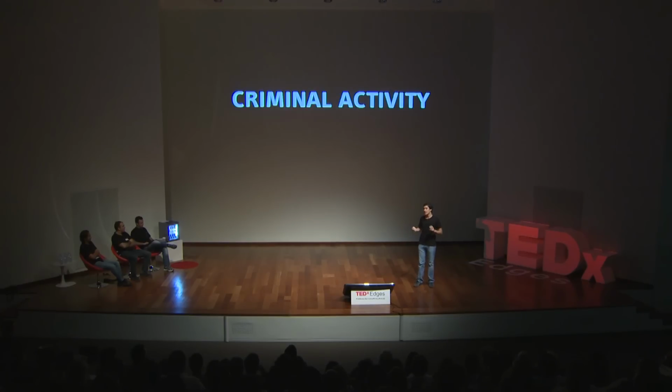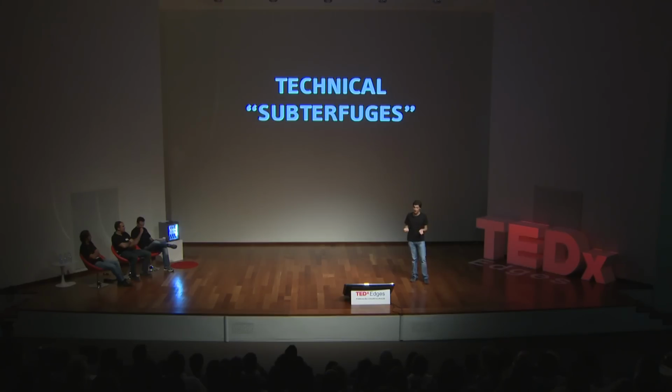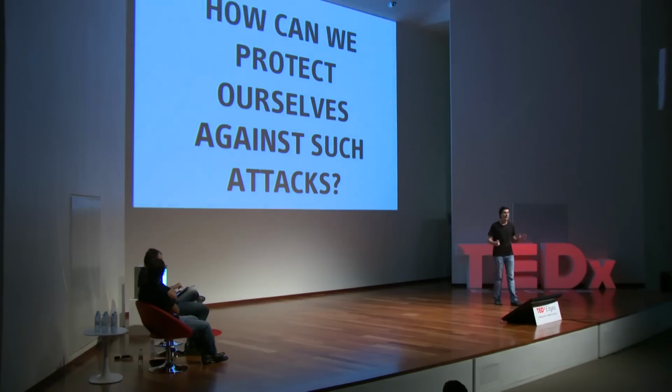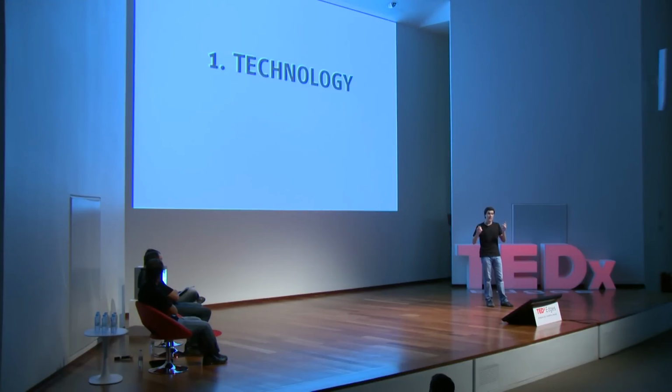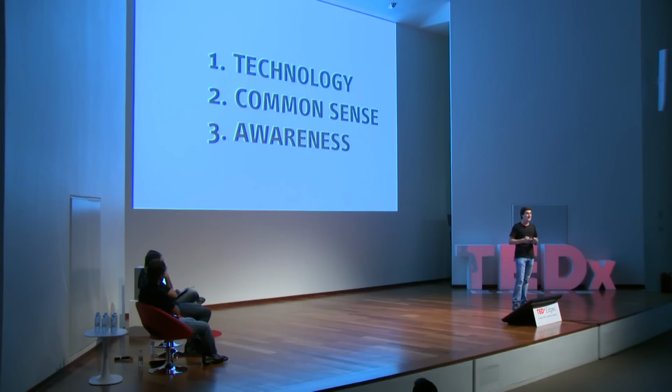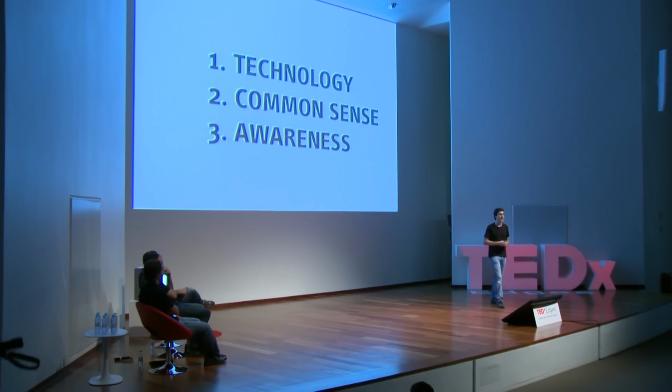Phishing is a criminal activity that uses social engineering and technical tricks to extract confidential information like credit card information or passwords. But how can we protect ourselves against such attacks? Well, we can do it with technology, and we can do it with common sense and awareness. Technology, obviously, I'm talking about anti-spam software.